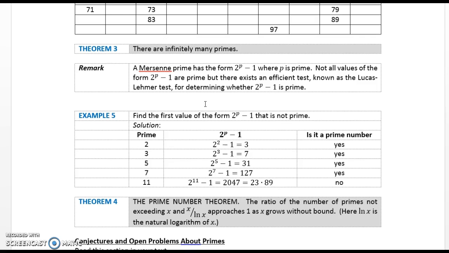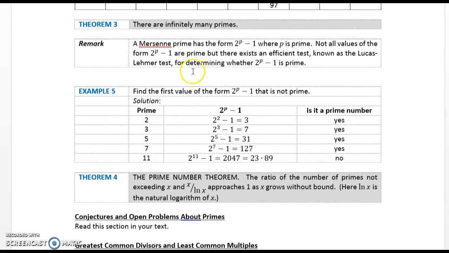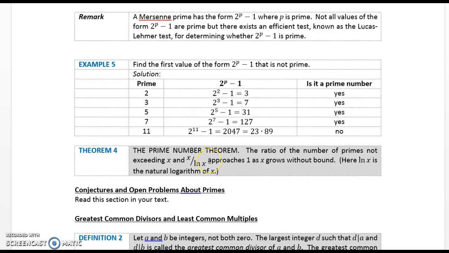Not all values of the form 2 to the p minus 1 are prime, but there exists an efficient test known as the Lucas-Lehmer test for determining whether 2 to the p minus 1 is prime. Example: find the first value of the form 2 to the p minus 1 that is not prime.